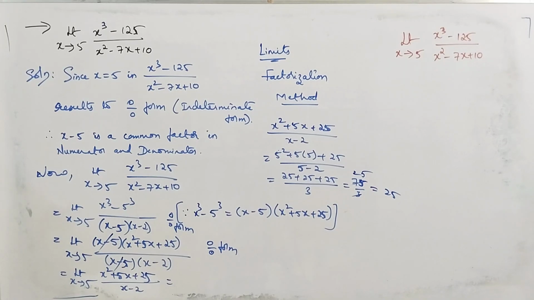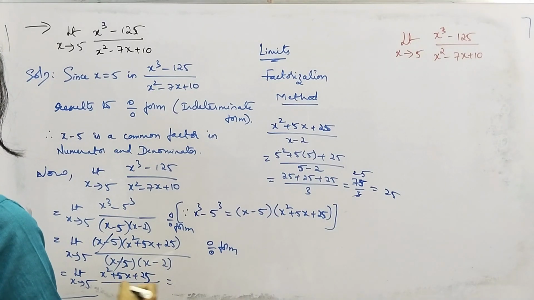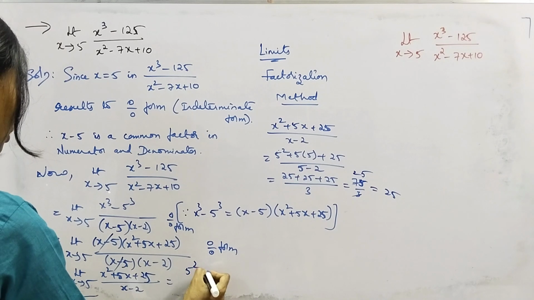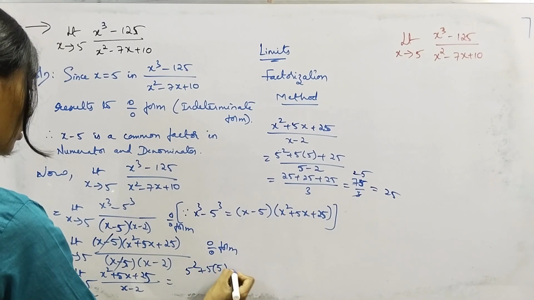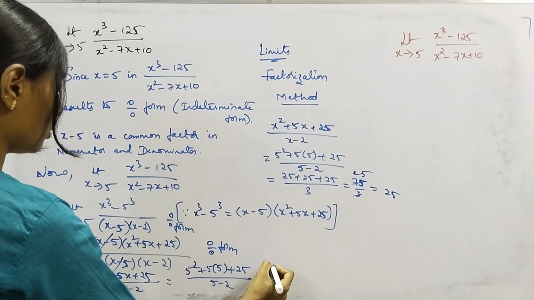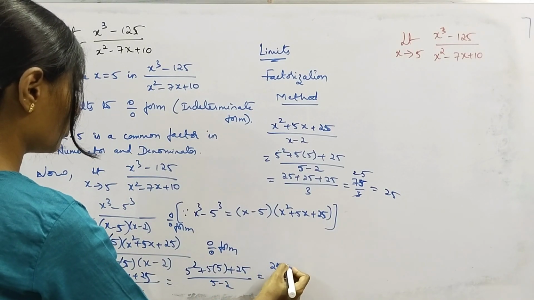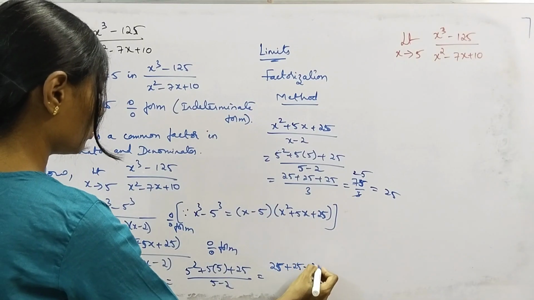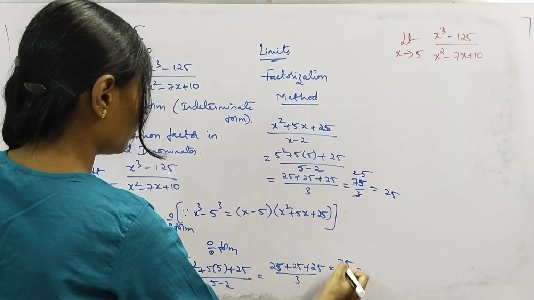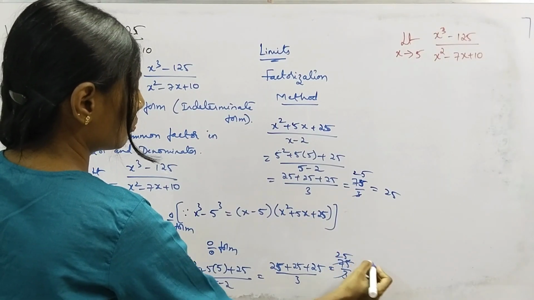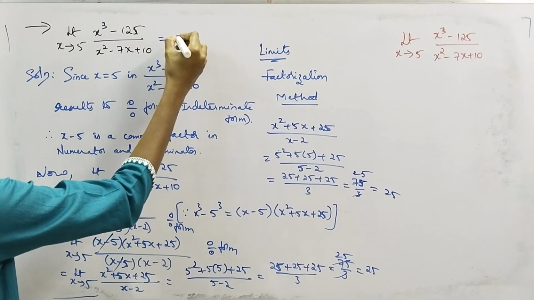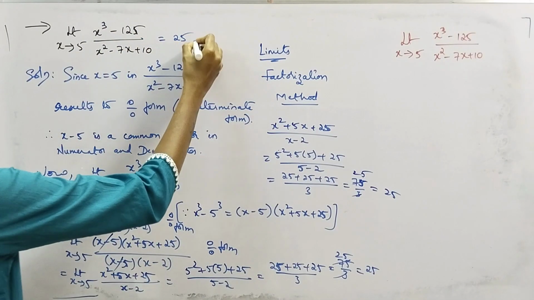So now we'll simply use the direct substitution method. I'm writing the same thing again. Always try to do rough work, and don't be in a hurry. So the limit of this function as x tends to 5 is 25. This completes the problem.